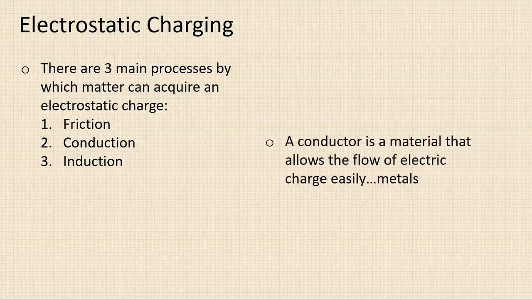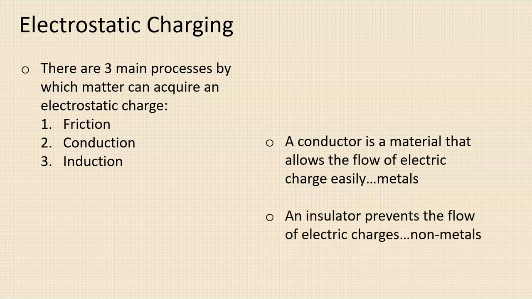One is a conductor, a material that allows the flow of electric charge easily through it. Things such as metals, right? Copper wires are a good example of that. The opposite of a conductor is an insulator, which prevents the flow of electric charges. So non-metals, things like plastic, wood, and glass, are good insulators.